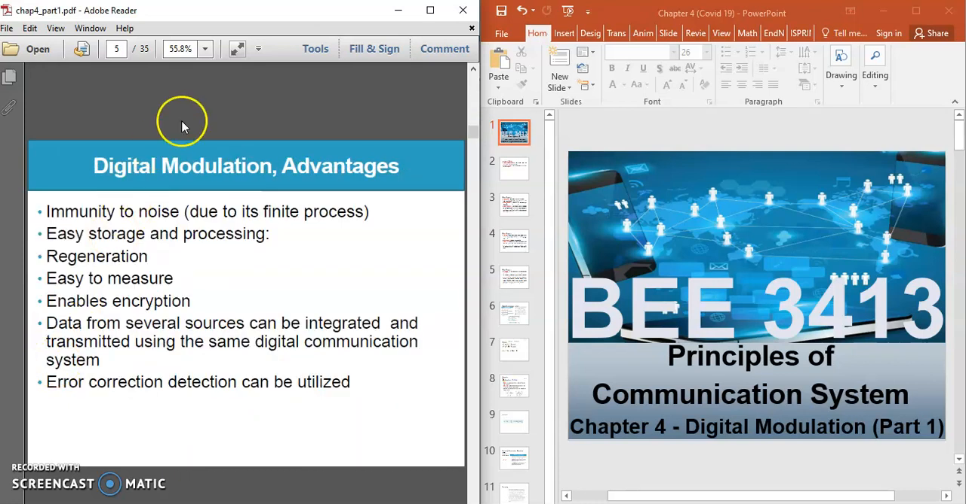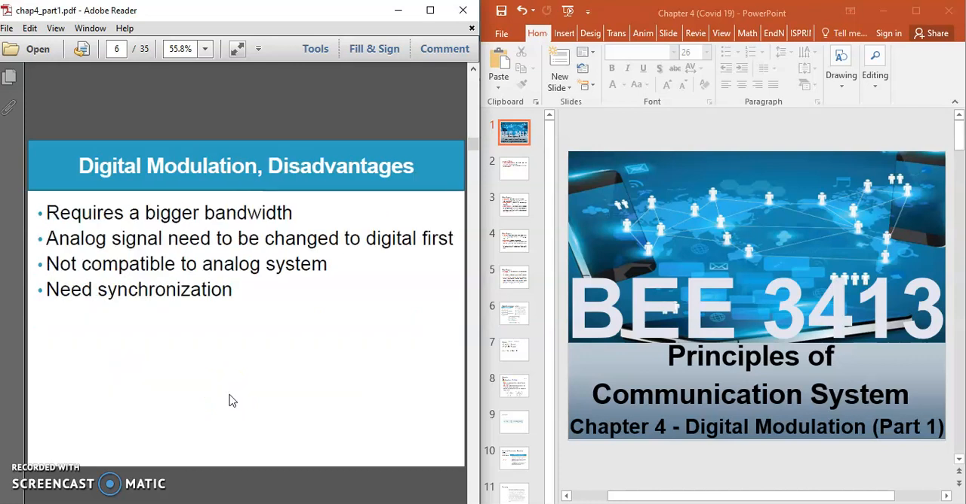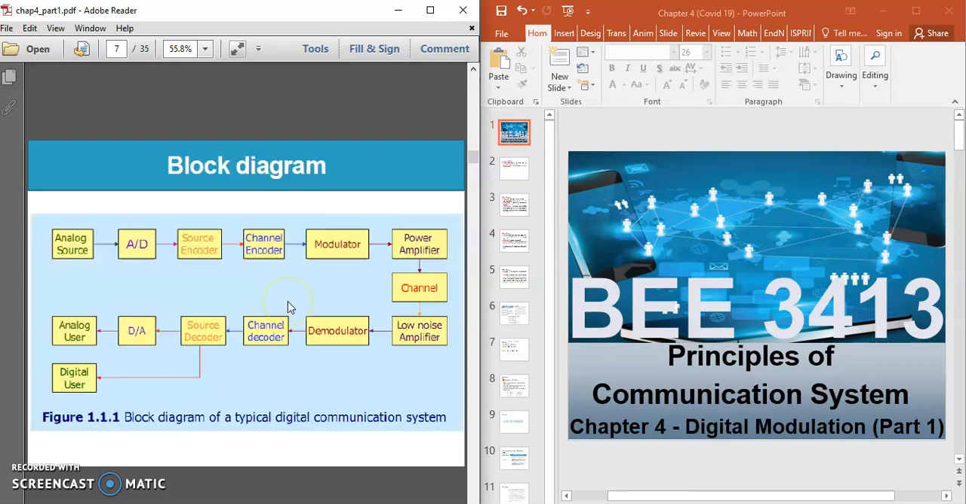Now, why do we go to digital? The advantages: immunity to noise, easy storage, and easy regeneration, because digital is 010101, easy to measure the value. Error detection and correction you can do easily, because if there is a problem at bit 1, you can detect bit 1, no problem. Okay, but digital modulation also has disadvantages: it requires bigger bandwidth, analog signals need to be changed to digital, it is not compatible, and it needs synchronization.